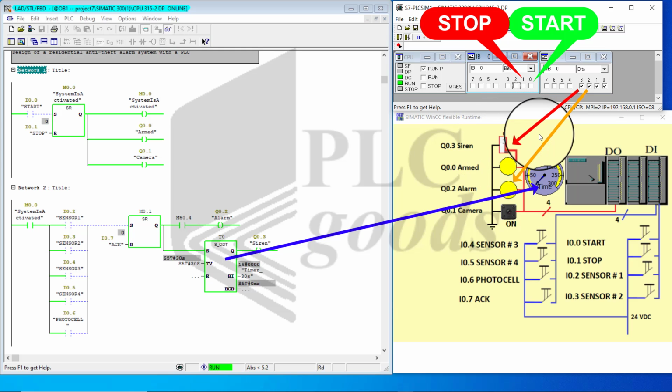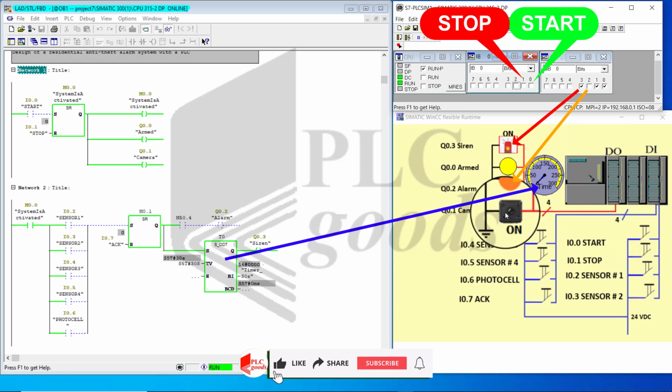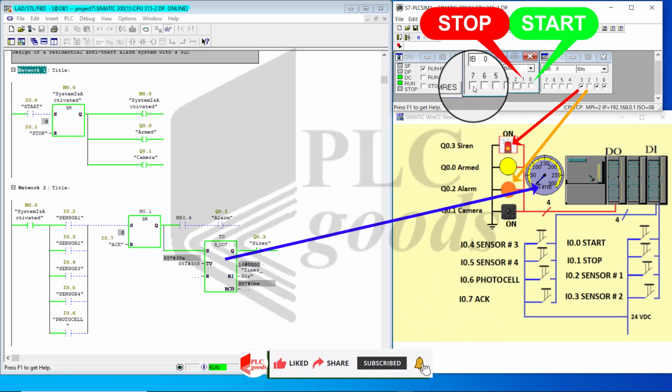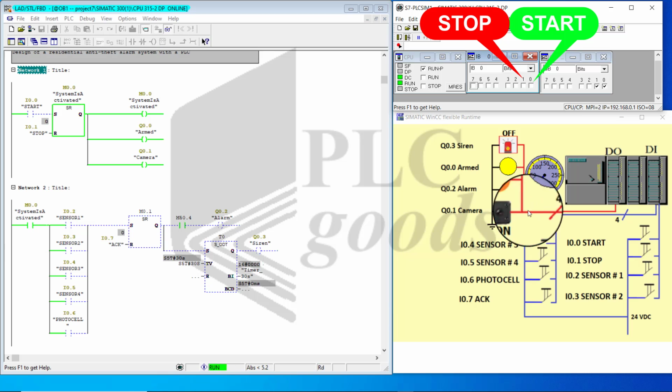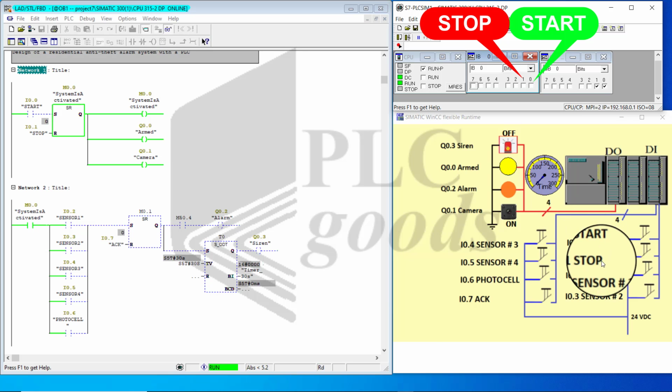And from the beginning of the project, we said that to put the system back into the standby stage, we have to tap on I0.7, which is acknowledgement. By tapping on I0.7, notice that the system turned back to a standby state again, and right now is monitoring all the input sensors. Q0.0 and Q0.1 are on, meaning camera and armed signal are both on, and the system is in its standby stage, monitoring the status of all input sensors.